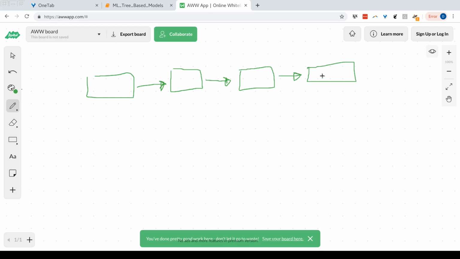So let's discuss a different way we can create an ensemble model using decision trees. This is how we're going to work with the gradient boosting tree model. We don't have trees in parallel, we're going to have trees in series.